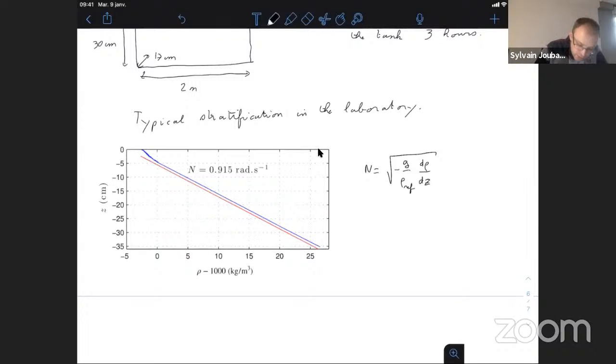And this value you have here is a typical value we have in the lab in most of the experiments with 30 centimeters stratification. You go to 1 meter, usually N is a bit smaller, but not so small. It's about 0.75, something like that. It's what we have in laboratory experiments that has been compared with oceanic measurements. You will see that in another lecture.